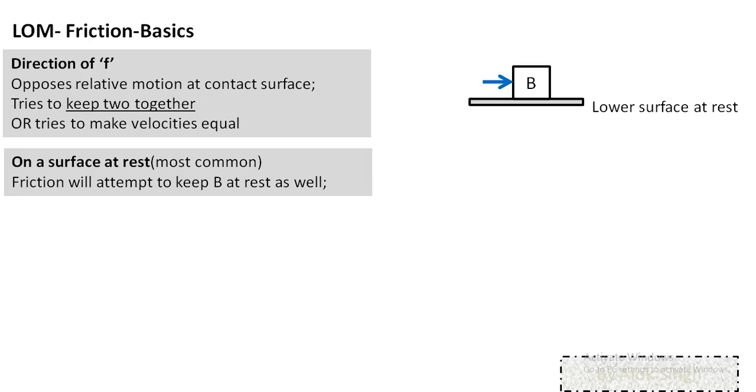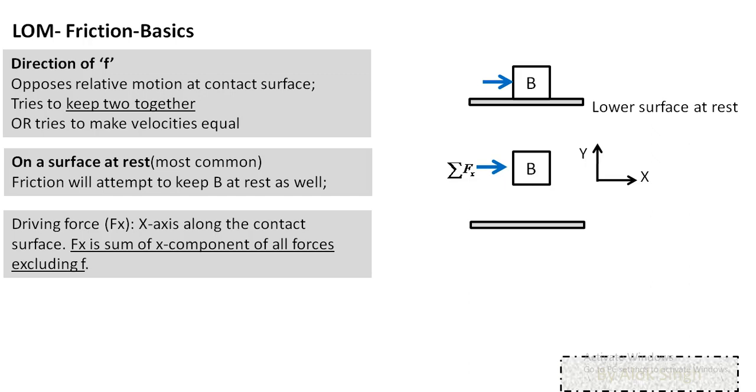We will start with the simplest example. The block is placed on a surface at rest, which is the most common one. And this is the force which is acting on the block. What is this force trying to do? It will try to make the block B move towards right. But the lower surface is fixed, which is at rest. What will friction do? Friction will attempt to keep the block B also at rest. Then only the two surfaces will remain together.